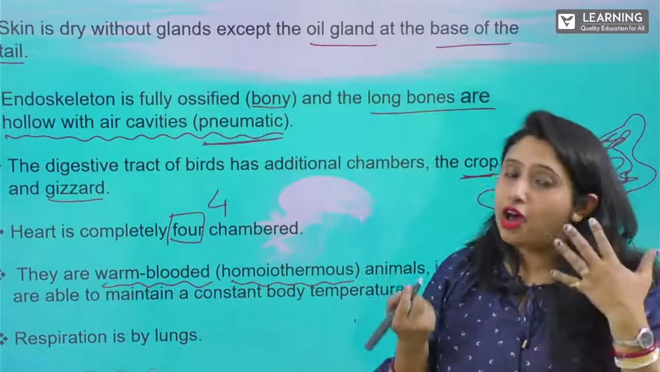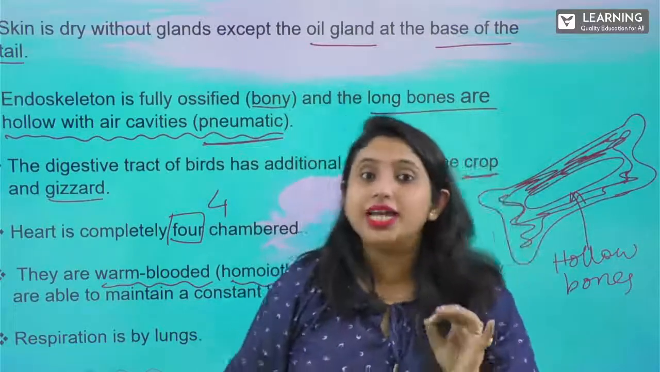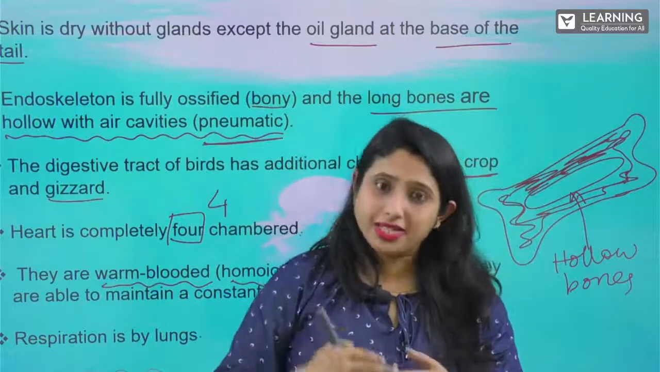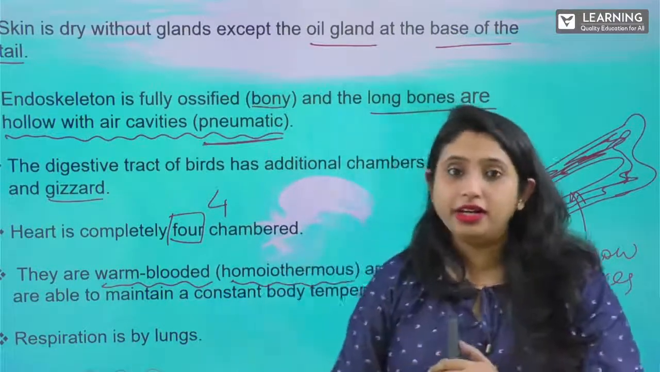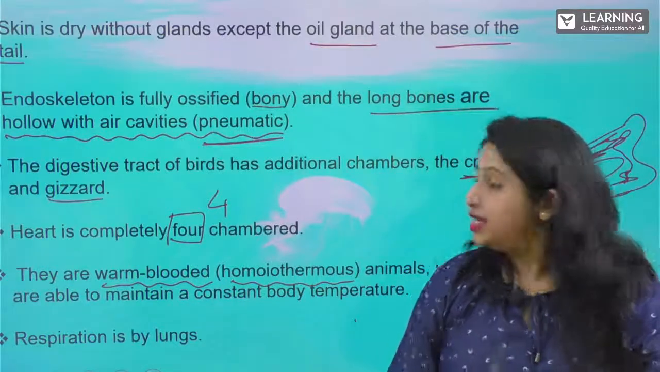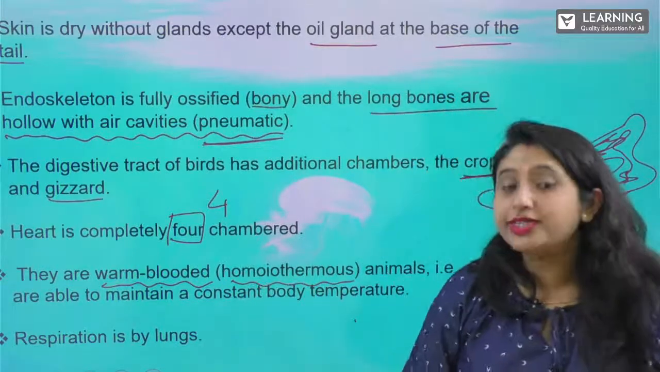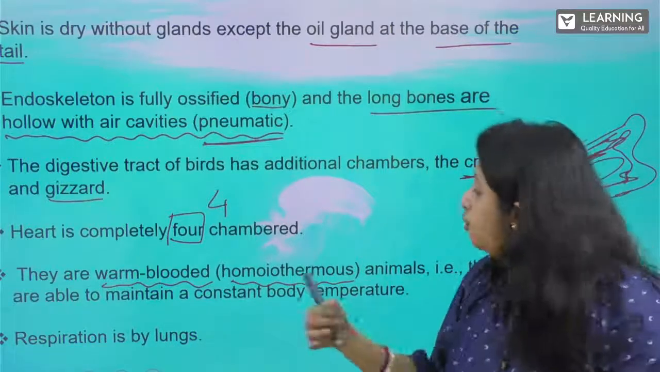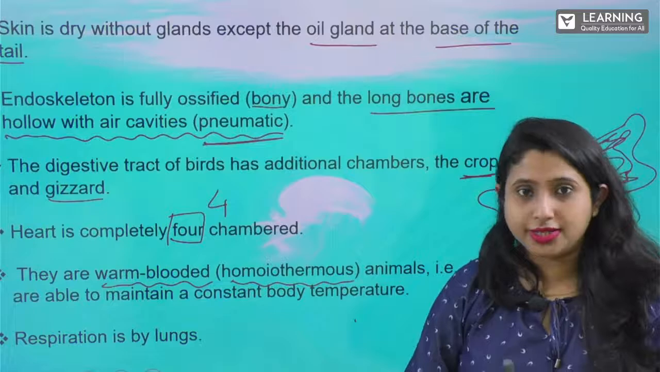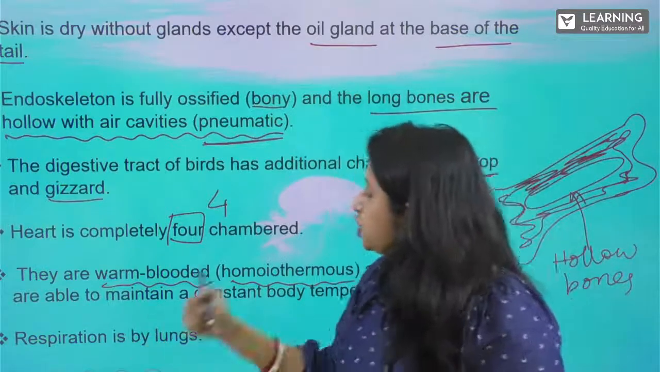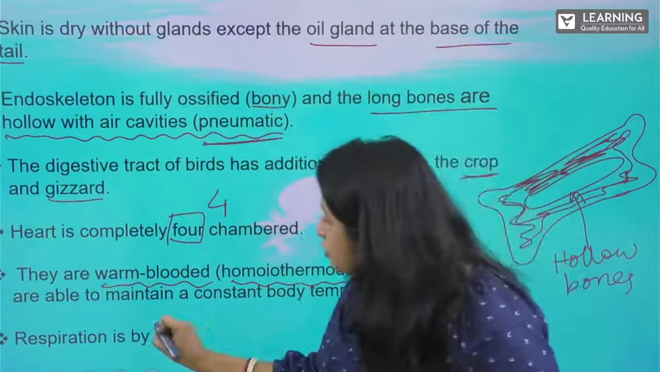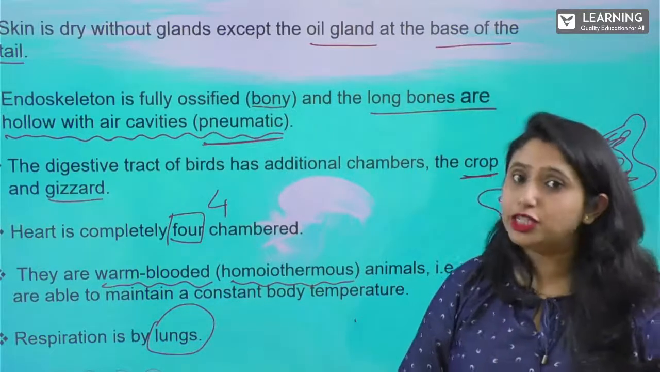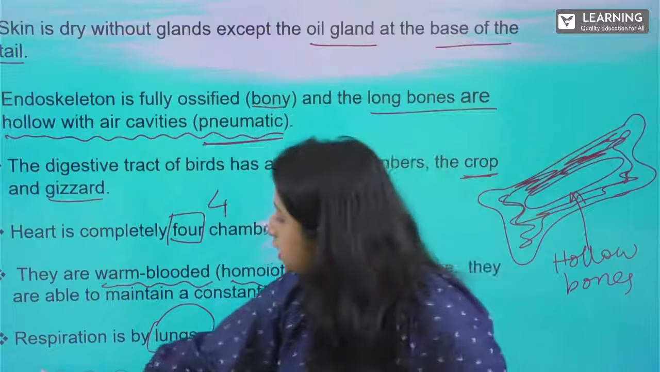You have seen the amphibians, the reptiles and the pythons, right? They are all cold-blooded animals. They cannot maintain their body temperature. But in case of birds and mammals, we can maintain our body temperature. We are homeothermous. Is that clear? Respiration is by lungs. Birds have lungs for respiration.